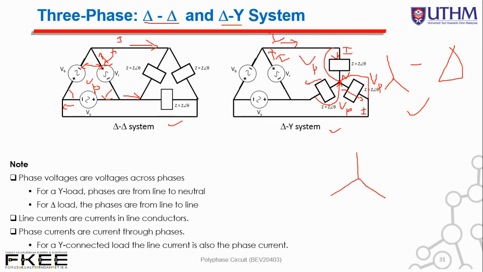Let's say we remove the load first, all the boxes here, so we will see this simple Y or star formation. We can say that the current flowing over here, the I line, is actually equal to I phase. We will see later the relationship between line and phase elements, namely current, according to delta and star configuration.